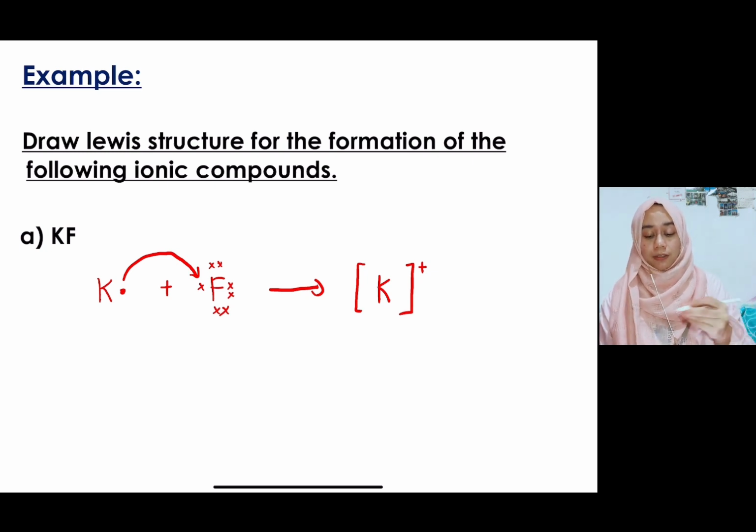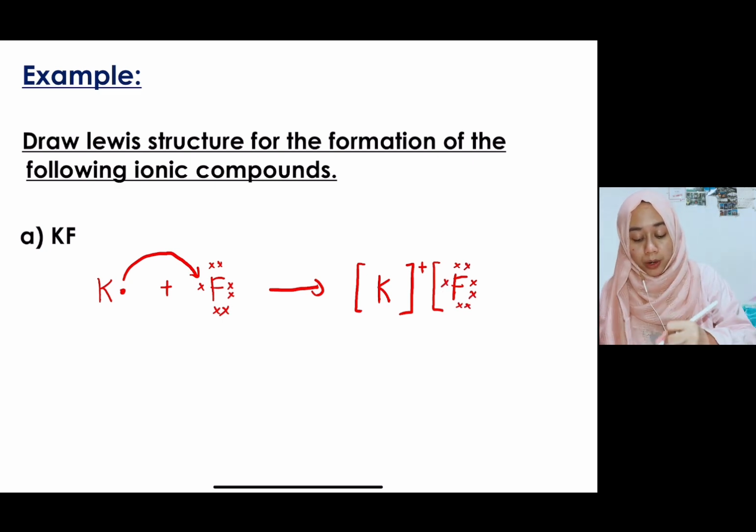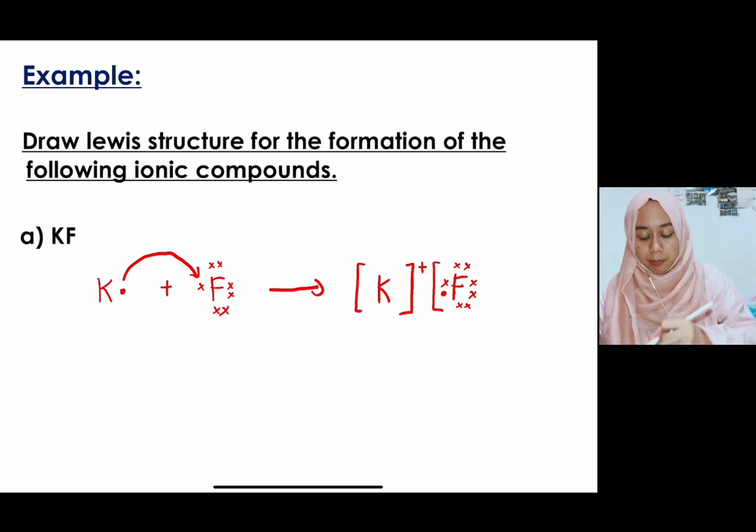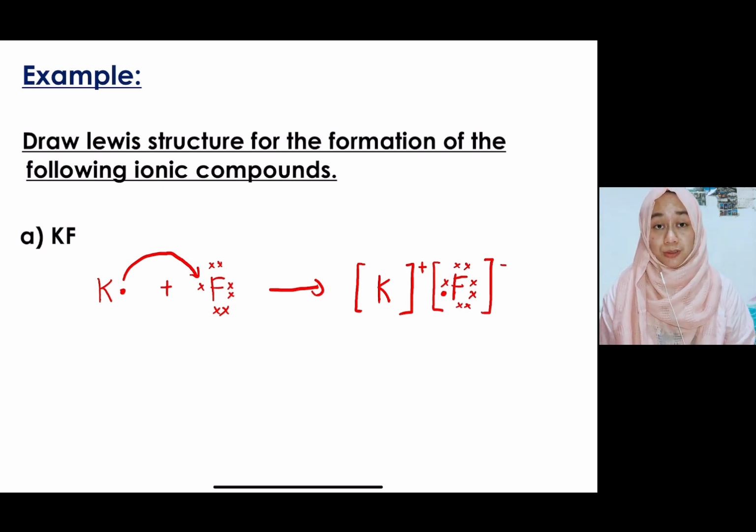Okay, whereas fluorine pula, so fluorine gains one more electron daripada potassium, therefore now selain daripada memang elektron lain yang dia dah ada tu, okay, so now it gains. Yang one dot tu menunjukkan elektron jugalah sebenarnya, tapi daripada potassium. So since it gains one electron, therefore fluorine pula jadi a negatively charged particle, so letak negatif kat situ. So this is how you describe the formation of ionic compound by using Lewis structures.